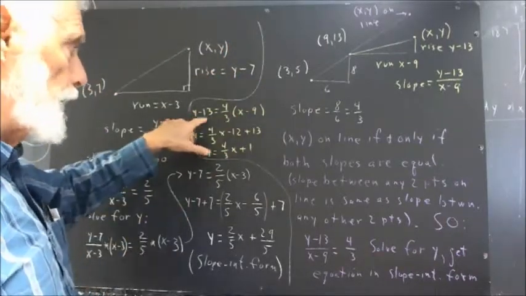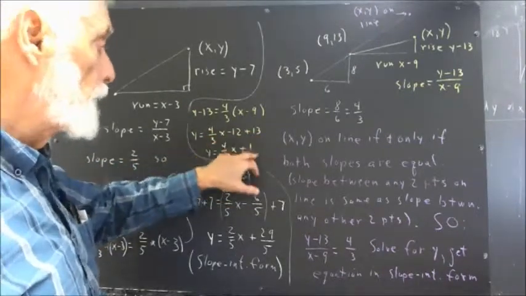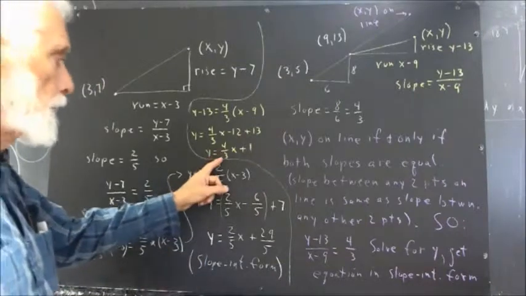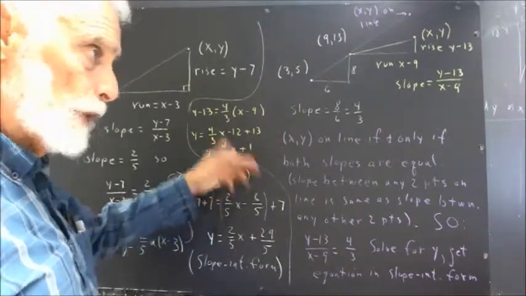And then we're going to add 13 to both sides, leaving us the equation y equals 4/3 x plus 1. A line with slope 4/3, intercepting the y-axis at y equals 1.